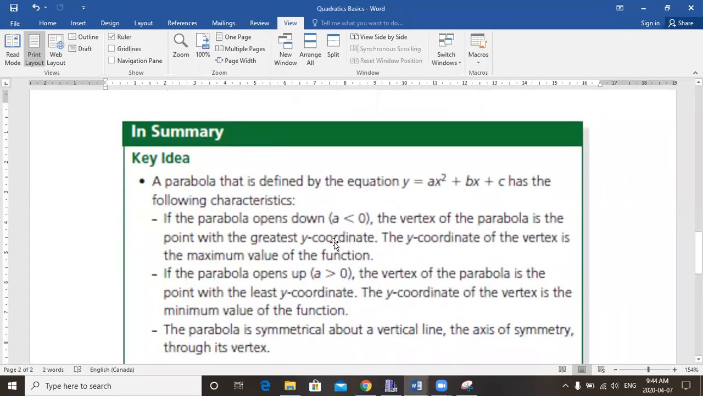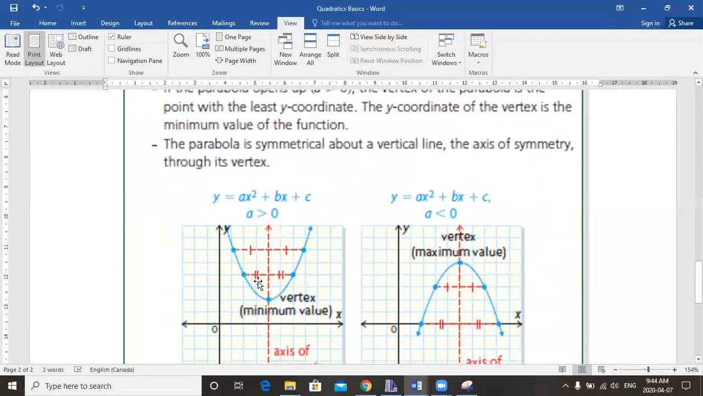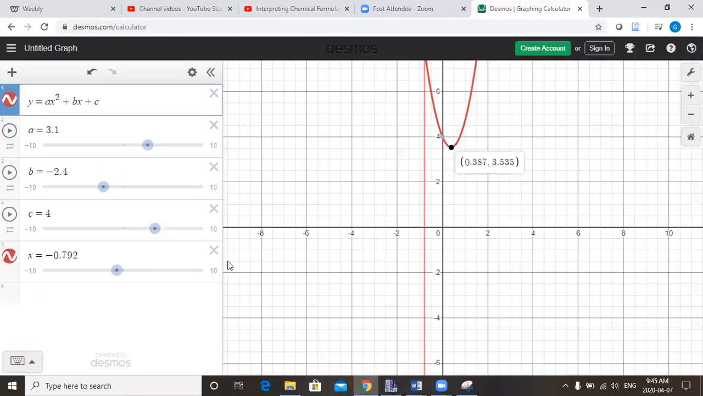So some characteristics of the parabola. When we have it in this form, y equals ax squared plus bx plus c, if the parabola opens down, the vertex is the maximum value. If the parabola opens up, then the y-coordinate is the minimum value. So that's very important. The parabola is symmetrical about the axis of symmetry, which is a vertical line. It cuts it in half, which means that if you have a point on one side of the parabola, you'll have an equal point on the other side, and the distances will be the same from the line of symmetry. I can show you that here.